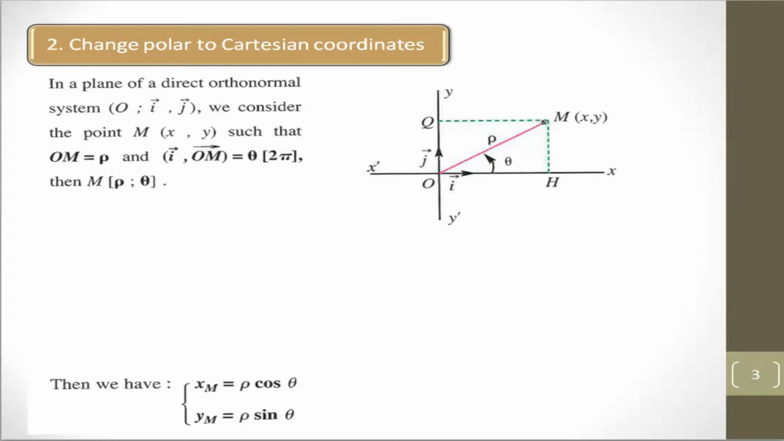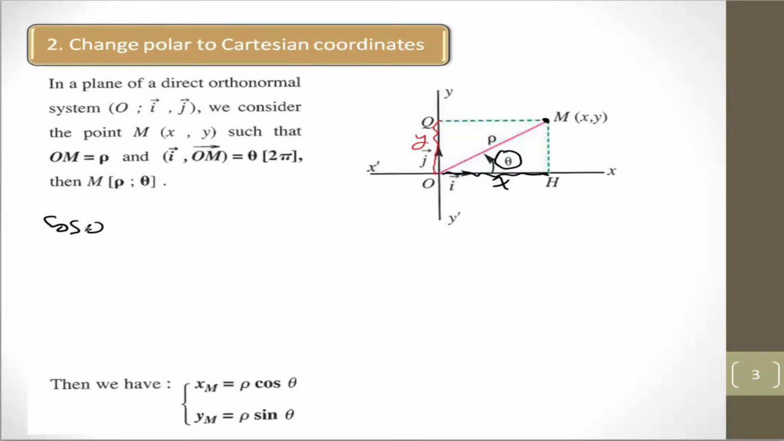This point M has coordinates x, which is this one, and y, which is this line. Let's say that OM equals p, small p, and the angle between the positive x-axis and OM is the angle theta.